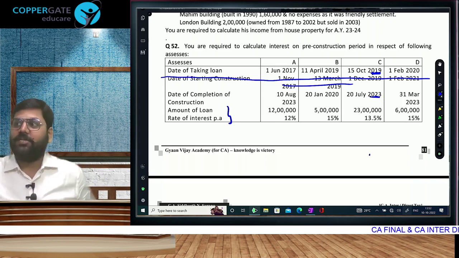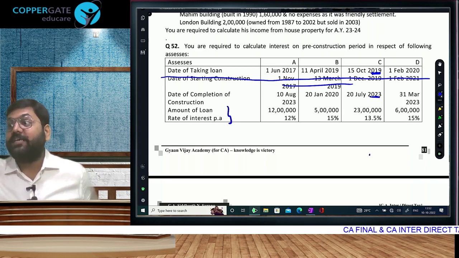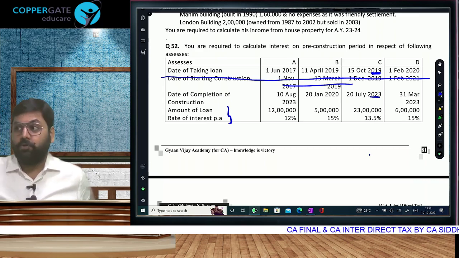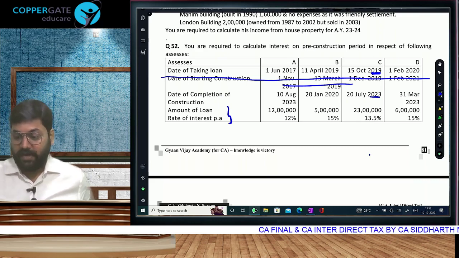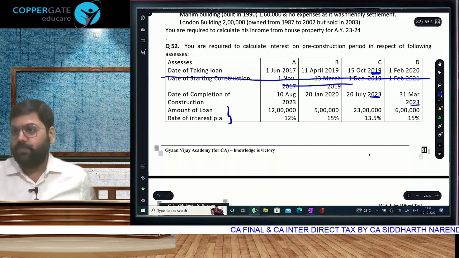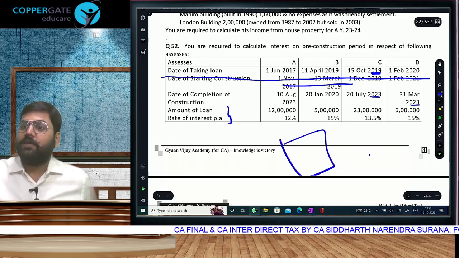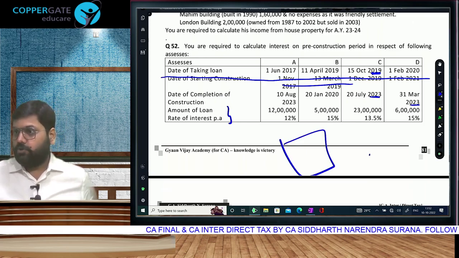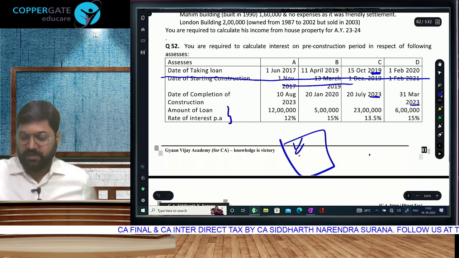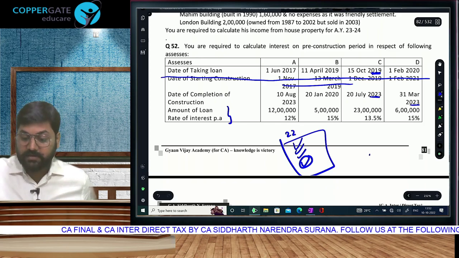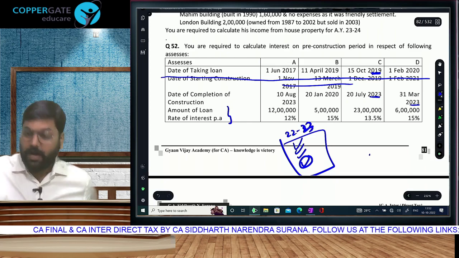मैं जो क्वेश्चन पूछता जाता हूं ना, you keep on answering. फाइनेंशियल ईयर 22-23 में कंस्ट्रक्शन got completed. Why? Because this falls in 22-23. मतलब 22-23 का कंप्यूटेशन ऑफ हाउस प्रॉपर्टी होगा. तो 22-23 का GAV, म्युनिसिपल टैक्स, NAV, इंटरेस्ट, 22-23 का इंटरेस्ट होगा.